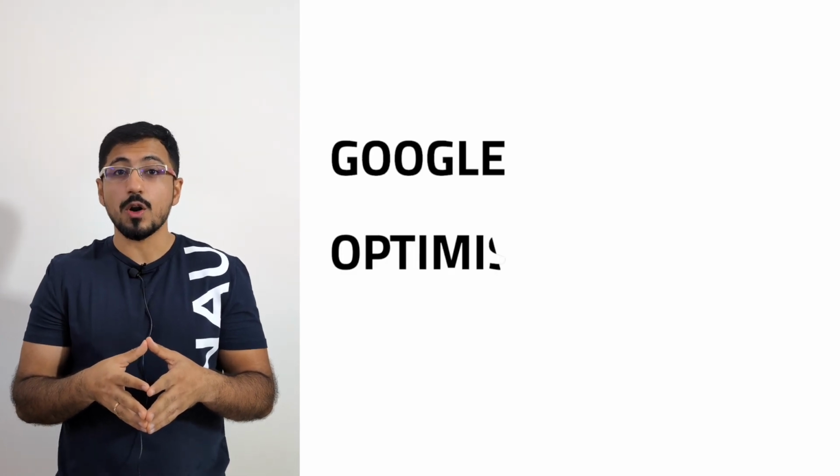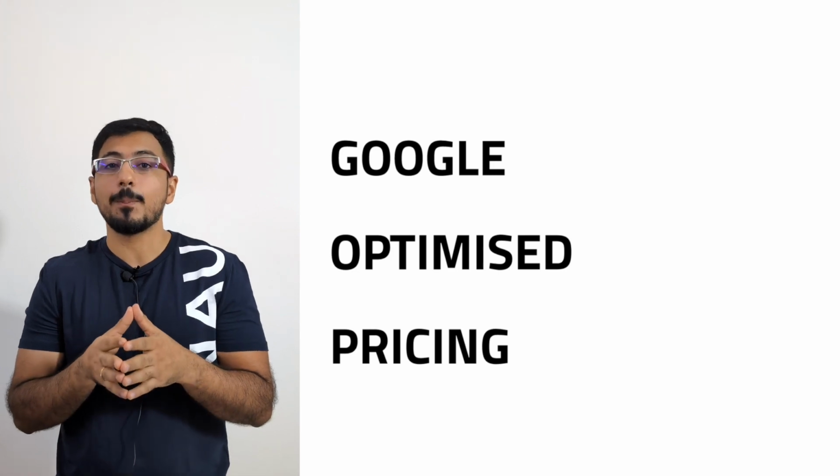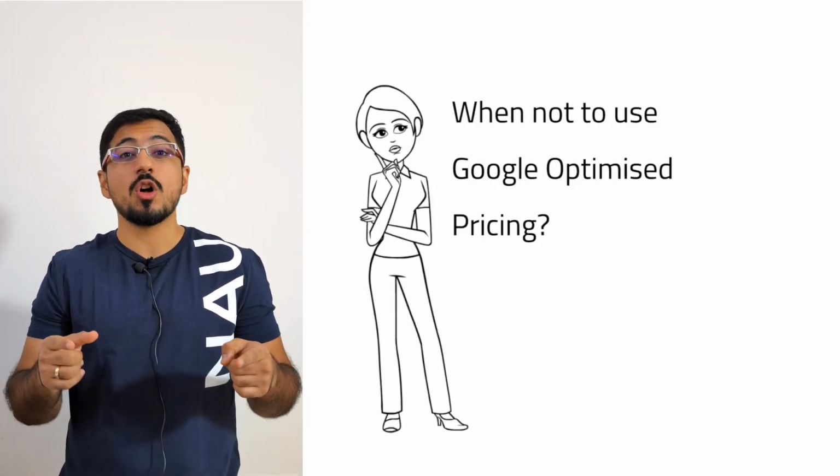And there's also a third option. If you are not sure of what pricing you should set, you can go in with Google optimized pricing. We've also discussed in this video tutorial when it is not best to use Google optimized pricing.